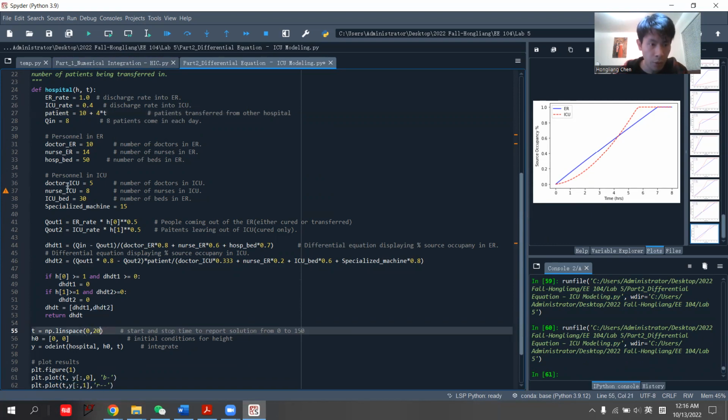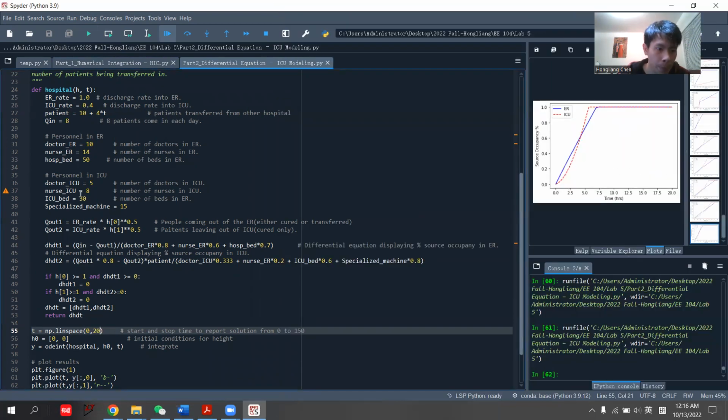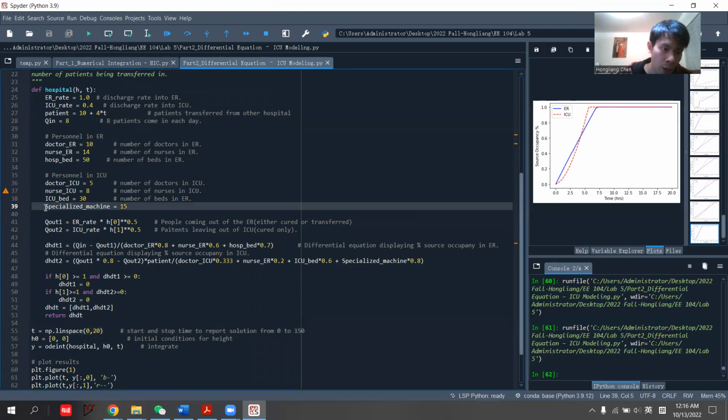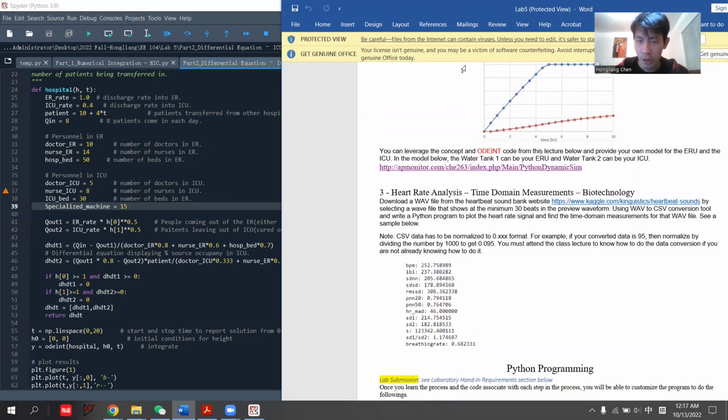So in this case, we could plot both ER and ICU being saturated, and I have proved a minimum of three variables. For the ICU modeling, I have an actual specialized machine for keeping the patients in, as reality needs. That's the fourth variable, and I have to prove the minimum three variables for both modeling. And I'll see you in the next video.